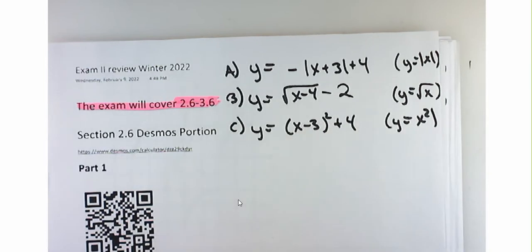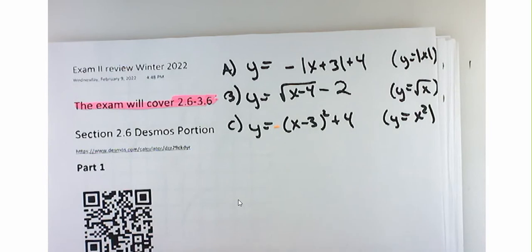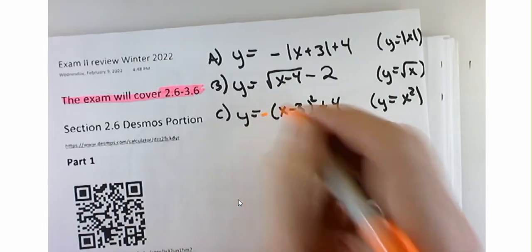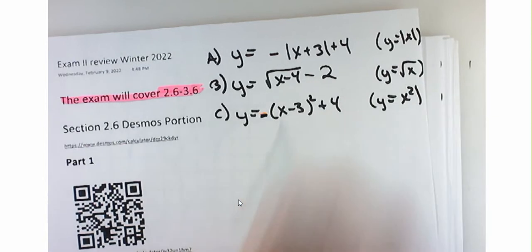There's one last thing that we need to account for here. The graph opens down, so what's going to make it open down? Negative. Yeah, a minus here. So let me make that a little bit darker, or maybe a little darker still. Minus. There we go.